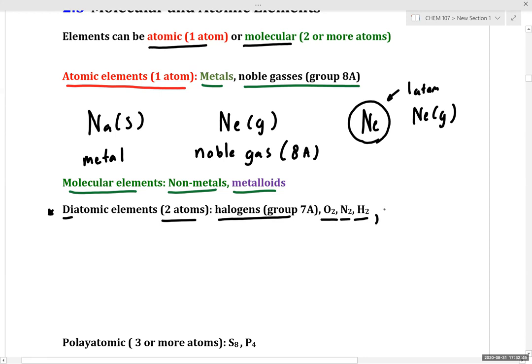Other notable diatomic elements, the ones that I would especially prefer that you memorize, you want to be familiar with hydrogen, nitrogen, and oxygen because these show up commonly in chemical reactions. So let's start with a halogen. What's an example of a halogen?